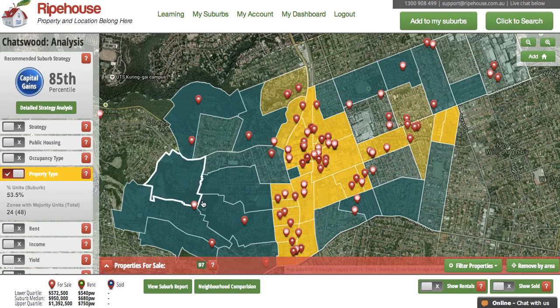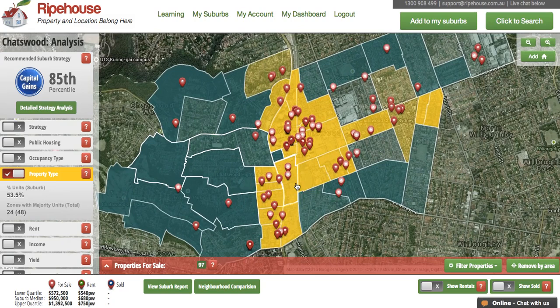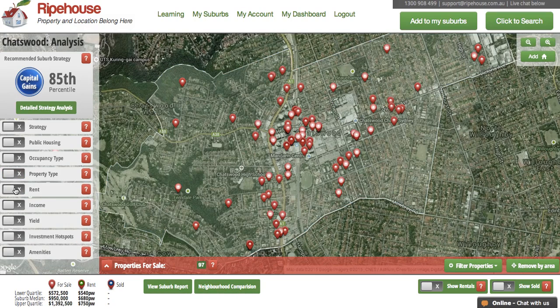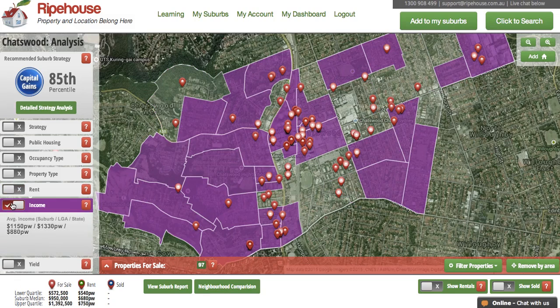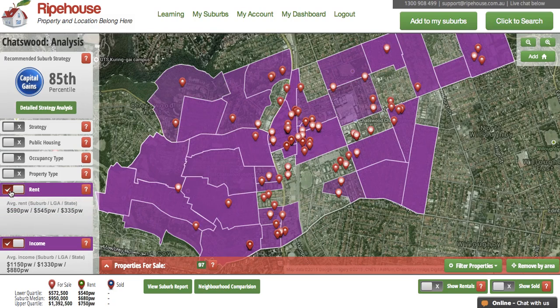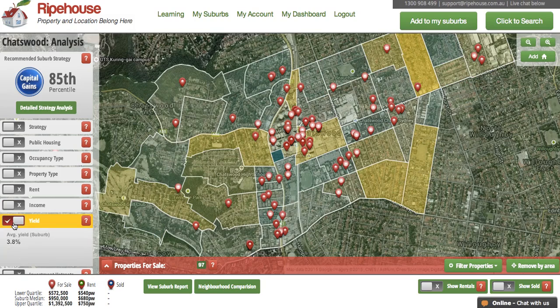Property type: anything in the yellow is predominantly units, anything in the green predominantly houses. Higher than average rents, anything in the purple is higher than average. Anything without an overlay colour is below average, so we're in the purple again. Same for incomes. Anything in purple is above average income. There's quite a close correlation between the two. They are the same colour to show that correlation, and we can see yields on the suburb.